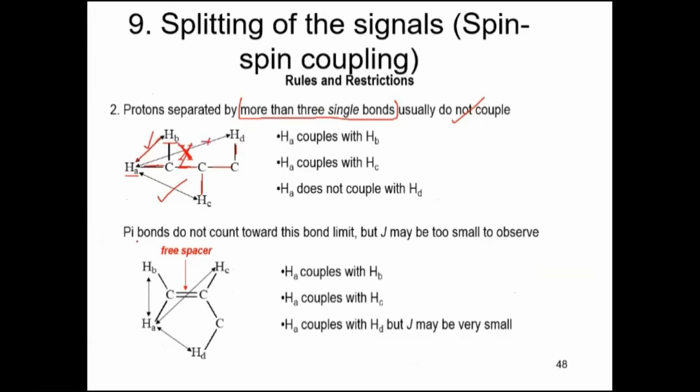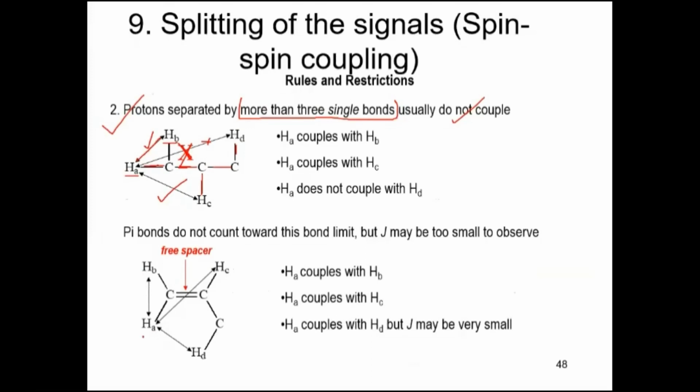Pi bonds do not count towards this bond limit, but J may be too small to observe. See, a pi bond is in fact the bond which reduces the bond length. So this particular rule will stand even if there is a pi bond. But the only thing is it will reduce the J value.